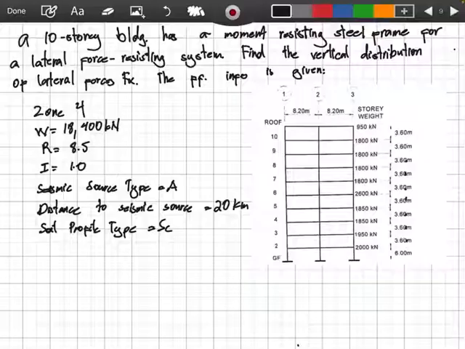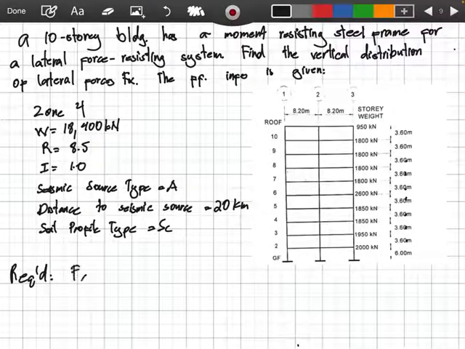What is given is the breakdown of the weight per story of our building. Our building is located on seismic zone 4. It has a total weight of 18,400 kilonewton. It has an R of 8.5, an importance factor of 1.0, a seismic source type of A, and distance to the seismic source would be 20 kilometers, and the soil profile type is also given to be SC. What is required in this problem is our lateral forces Fx.